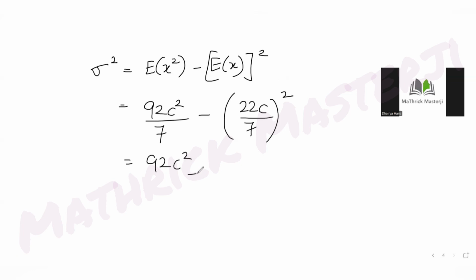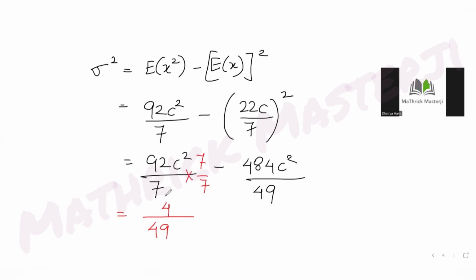So you get 92c square over 7 minus this is 22 square, which is 484 c square over 49. So first let's try to make the denominator same. If I do that, I get this as 49. 7 twos is 14 and 7 nines is 63, 64. So you get, now if I do this and further solve this, I get 644 c square minus 484 c square. So I get c square, and 644 minus 484, 4 minus 4 is 0, 64 minus 48 is 16, so 160 divided by 49.